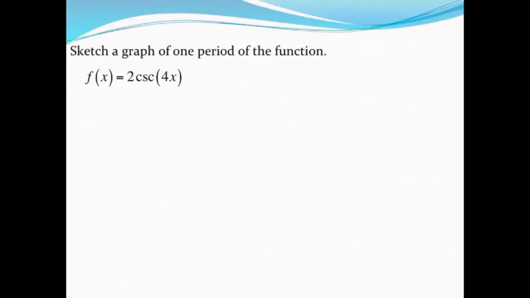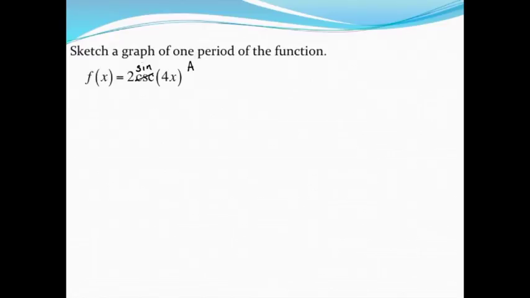In order to graph one period of a cosecant function, I'm actually going to begin by graphing one period of the reciprocal function, which would be sine in this case. So really, I want to begin this problem just pretending it says 2 times the sine of 4x. And the good news is all the things we've learned before still apply.